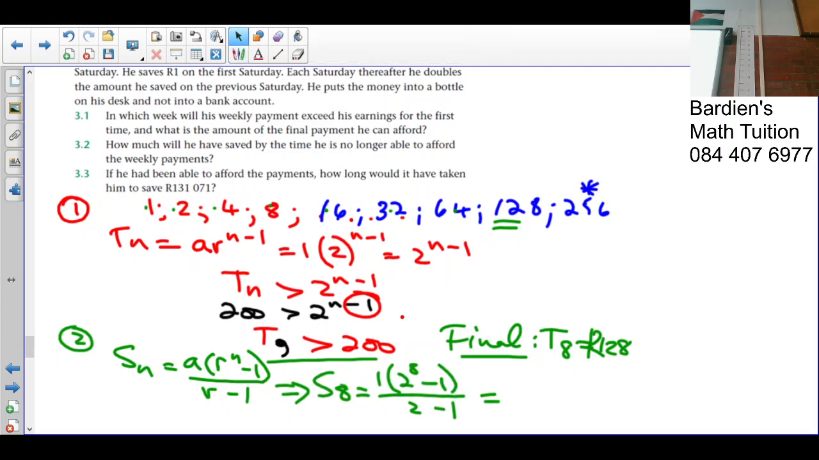So you don't have to put the 1 and over 1 and all of those things. So that would simply be 2 to the exponent 8 minus 1. But if you put the whole story out, you'll get the answer anyway. So it's going to be 255. So he only saves over the 8 weeks 255. If you add 1, 2, 4, 8, 16, 32, 64, 128, you are also going to get 255.